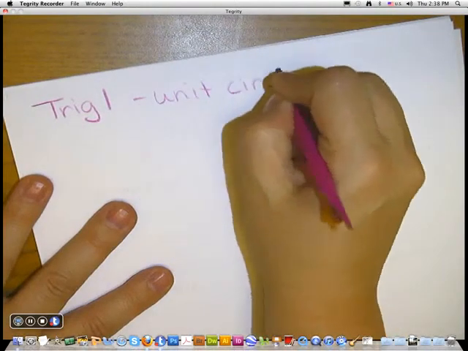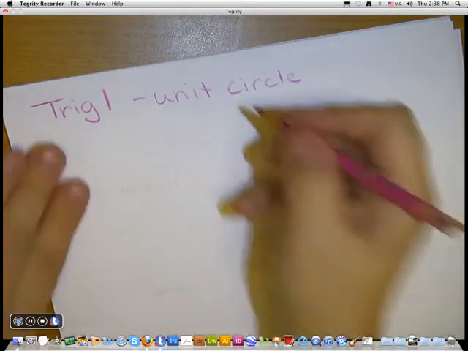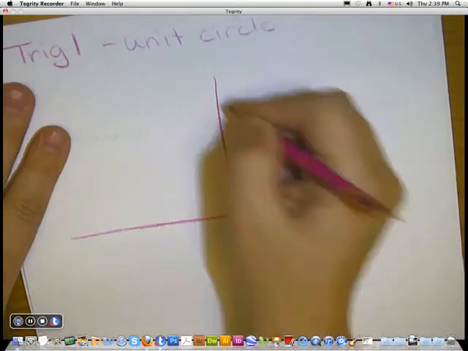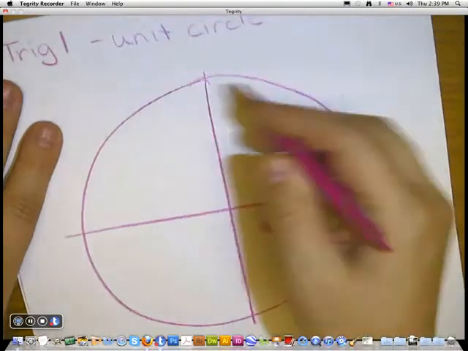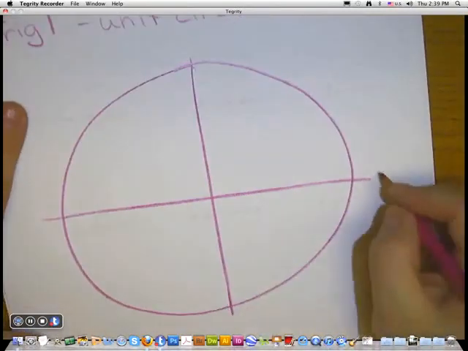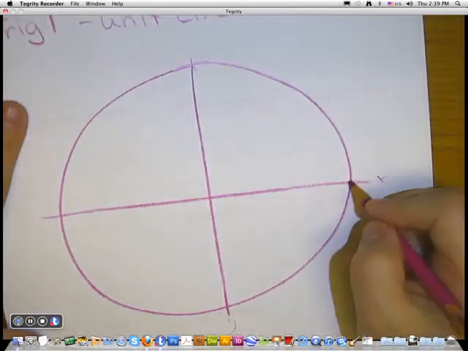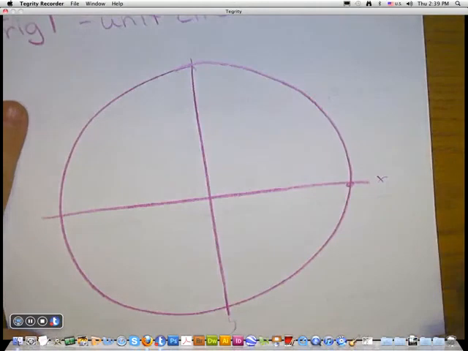Now, this unit circle is something that you are going to be doing over and over and over again until you get it to be 100%. So let's start with, on the unit circle, it is a big circle on an XY axis. There would be X, there would be Y. And the word unit implies that the radius is all 1.